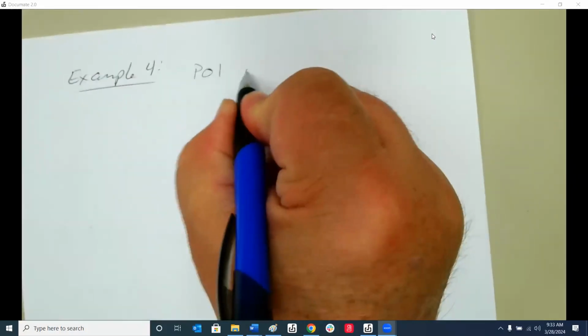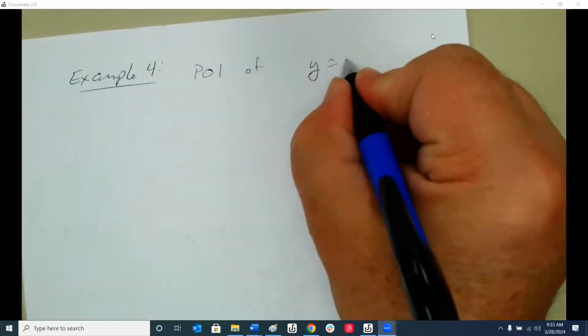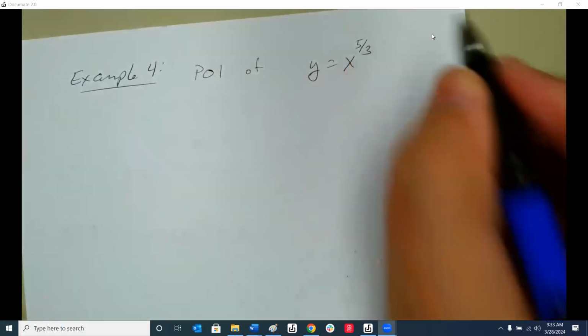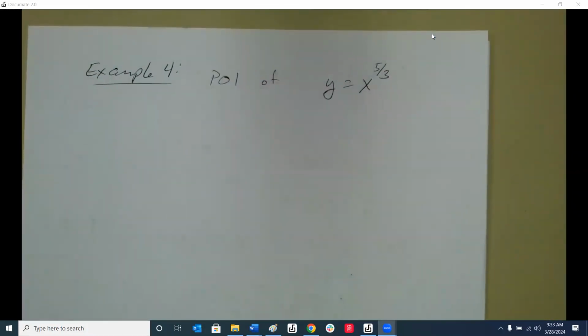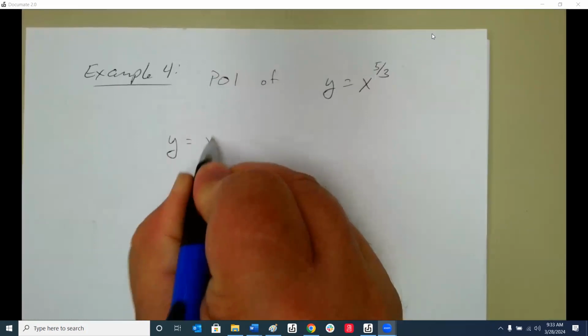Let's look at example 3. Where's example 3? What was example 3? Yeah, example 4. Find the POI. POI is the second derivative.